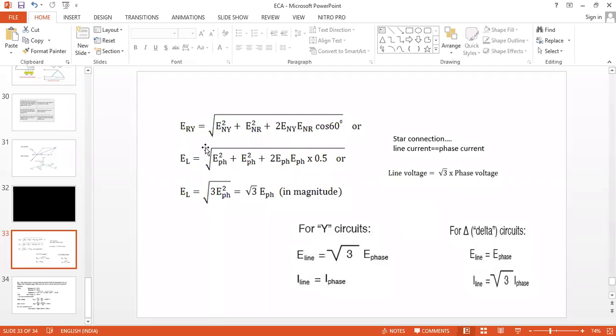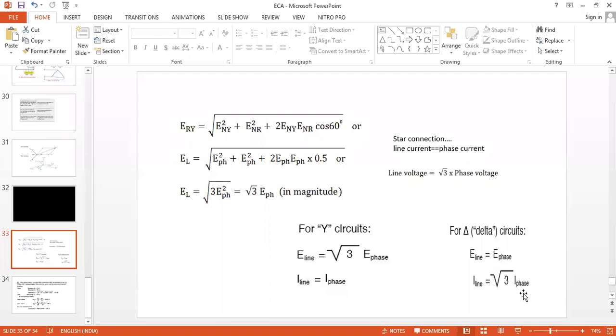So how to explain? Same explanation, just replace voltage by current. This is what you have to remember. No need to study any textbook. Same derivation as it is. Wherever you are writing V, you just replace it by I. That's all. Remaining R, Y, N, everything is the same. So for delta, it will be reversed: line current equals root 3 times phase current.